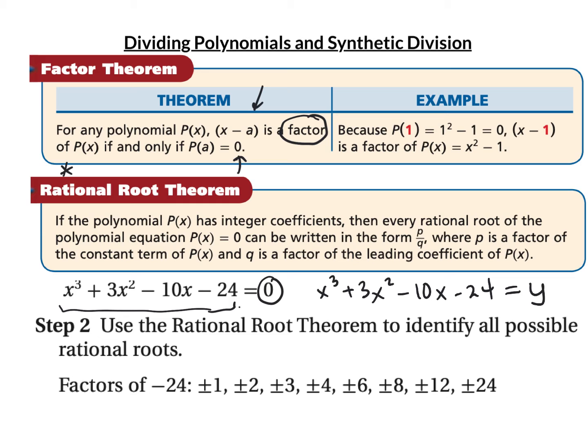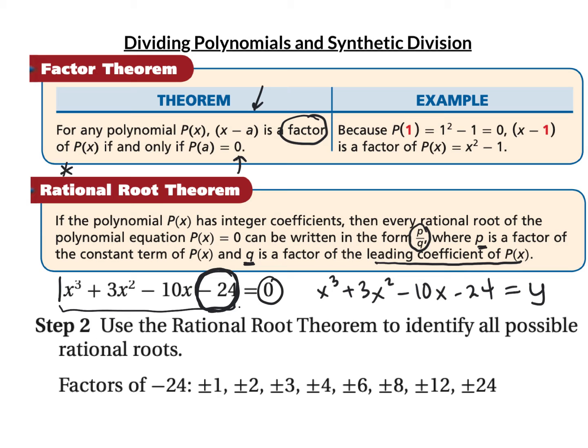The rational root theorem says if the polynomial has integer coefficients, then every rational root of the polynomial equation can be written in the form of p over q, where p is a factor of the constant term. The constant term here is -24. That's the constant. And q is a factor of the leading coefficient of your polynomial. The leading coefficient is 1. In other words, my zeros are going to be factors of 24 over 1.